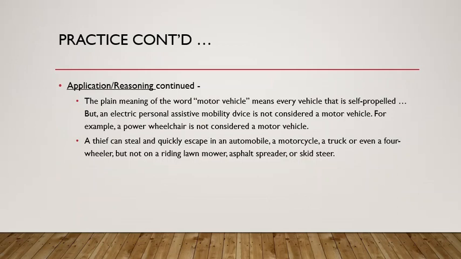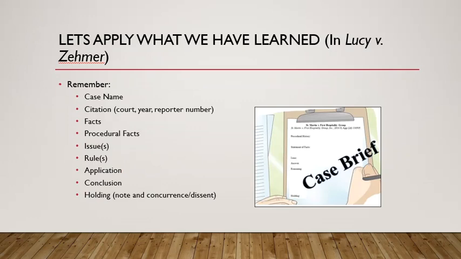So in continuing this application, the court found the plain meaning of the word motor vehicle means every vehicle that is self-propelled. But an electric personal assistive mobility device is not considered a motor vehicle. For example, a power wheelchair is not considered a motor vehicle. So a thief can steal and quickly escape in an automobile, motorcycle, truck, or even a four-wheeler, but not necessarily in a riding lawnmower, asphalt spreader, or skid steer.